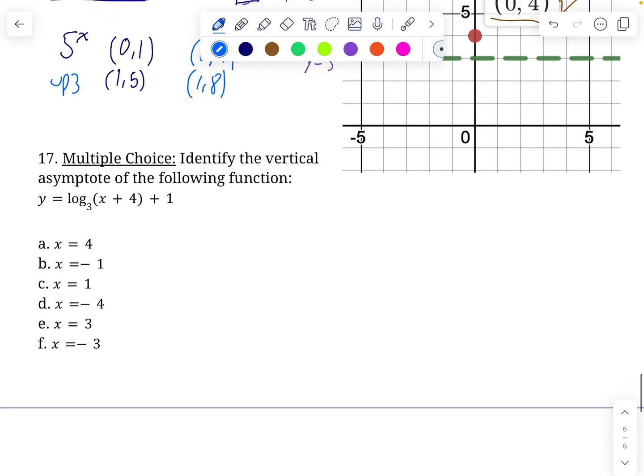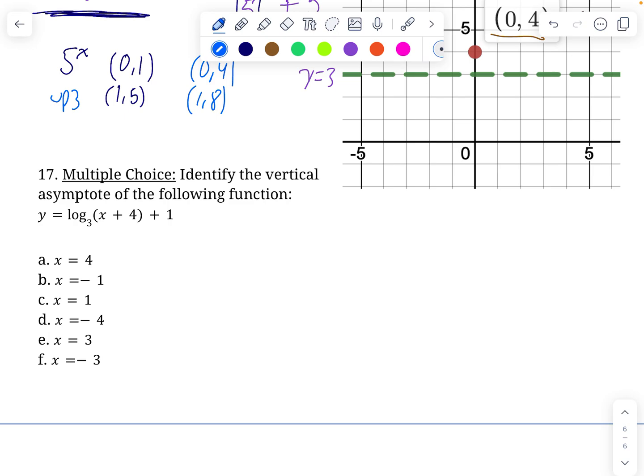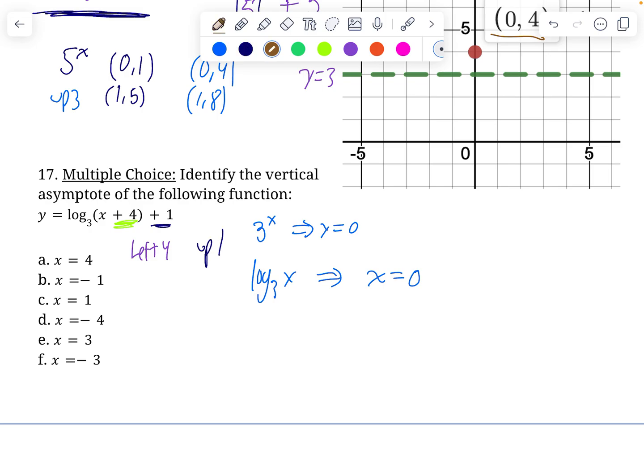Last one here. It says, identify the vertical asymptote of the following. This is really similar to that first question we did. You should know 3 to the x has a horizontal asymptote at 0. Log base 3 of x has a vertical asymptote at 0. And then you should be able to look at that +4 and that +1. That +4 is on the inside, so it moves it left and right, and it works opposite, so it moves it left 4. That +1 on the outside moves it up 1. If you're talking about a vertical asymptote, again, moving it up and down doesn't really change it. It's moving it left 4 that's going to change it. So the asymptote is going to be at -4.